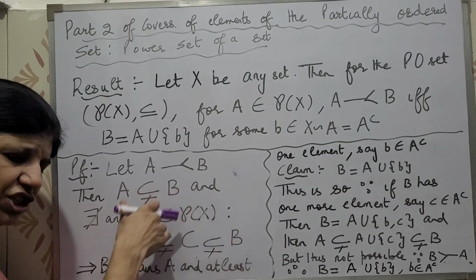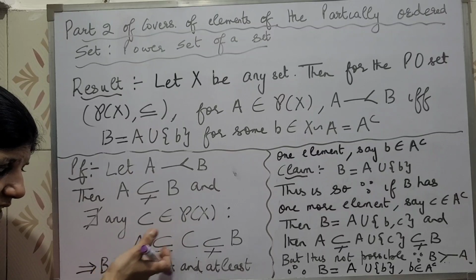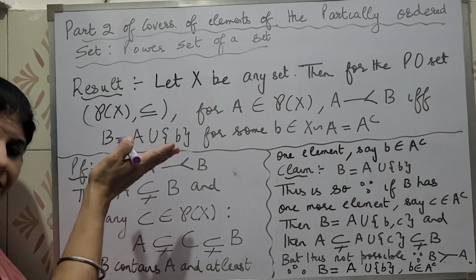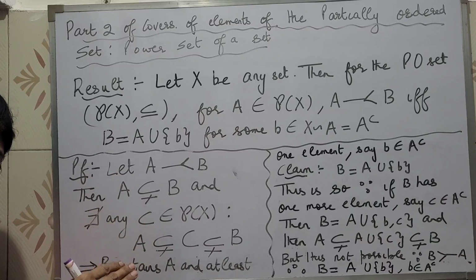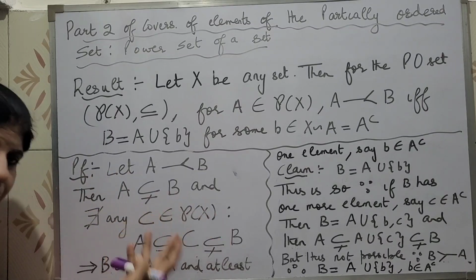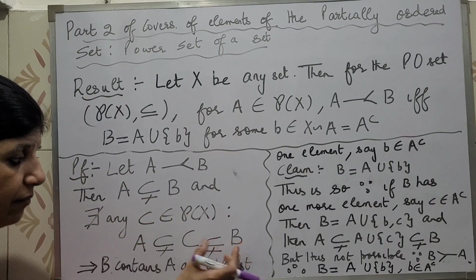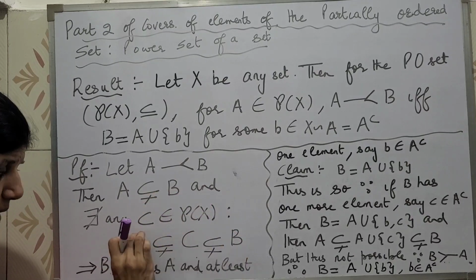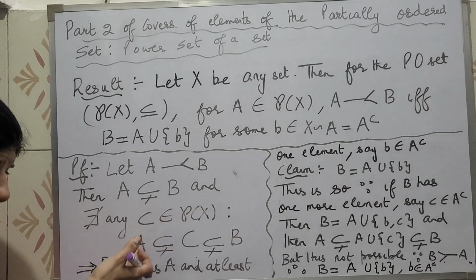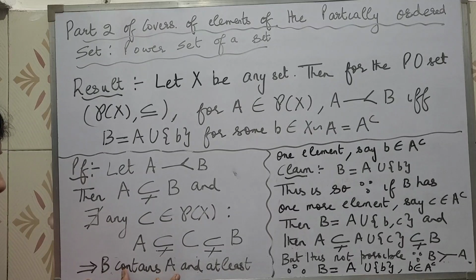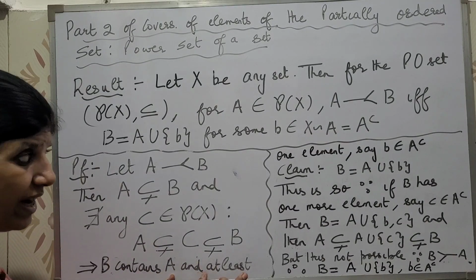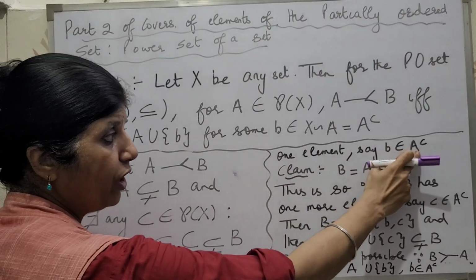So if you draw the Hasse diagram, then just above A, B lies. There is nothing in between A and B, or B is just bigger than A. Because there is nothing in between, and A is contained in B, or B contains A, this means that B will not only contain A, it will also contain at least one element b belonging to A complement.